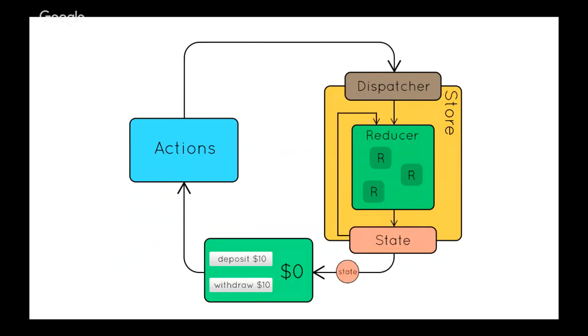So somewhere the user initiates this action, which is either a deposit or a withdrawal. It goes through a dispatch function. That action is dispatched, and then the reducer figures out what to do with it, produces new state that gets passed back to the UI. But this all happens sequentially.